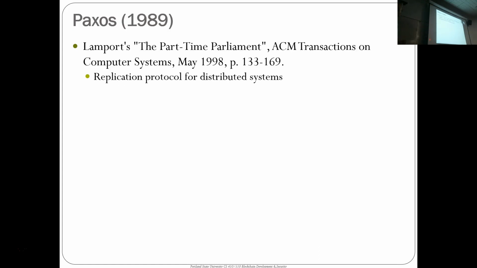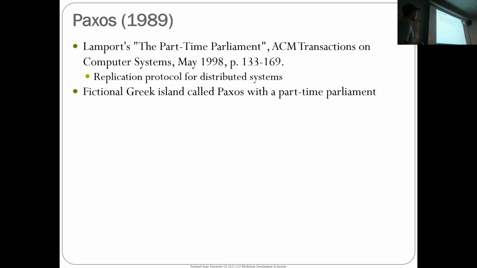And so in 1989, he writes this paper, The Part-Time Parliament, and it's a replication protocol for distributed systems, and he uses this fictional Greek island called Paxos, which is why the system is called Paxos. And it has a part-time parliament, so this parliament likes to go on vacation, and those vacations are not synchronized, right? A whole bunch of these legislators are going on vacation at any point in time. So the lawmakers come and go frequently into the forum.